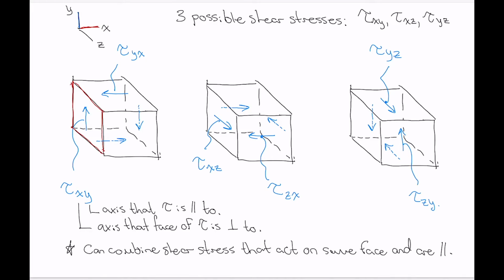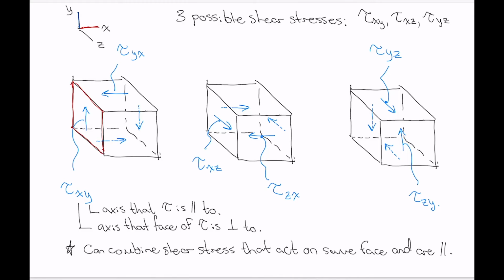If those shear stresses that act on the same face are both pointing in the same direction, parallel to one another, we add them together, and if they're pointing in opposite directions, they subtract from one another. So pretty simple.